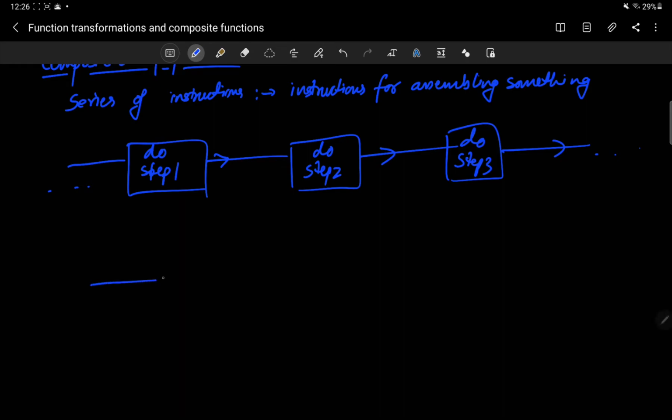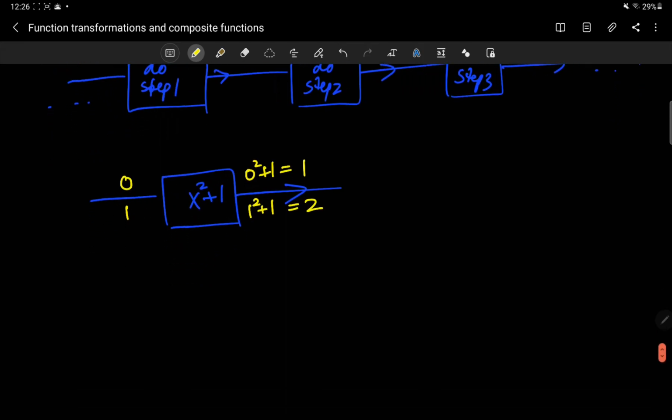Okay, so for example, let's say I take the function x squared plus 1. What is that function doing? It's doing things like, if my input is 0, my output is 0 squared plus 1, which is 1. If my input is 1, the output is 1 squared plus 1, which is 2. If my input is 2, this is 2 squared plus 1, which is 5, and so on.